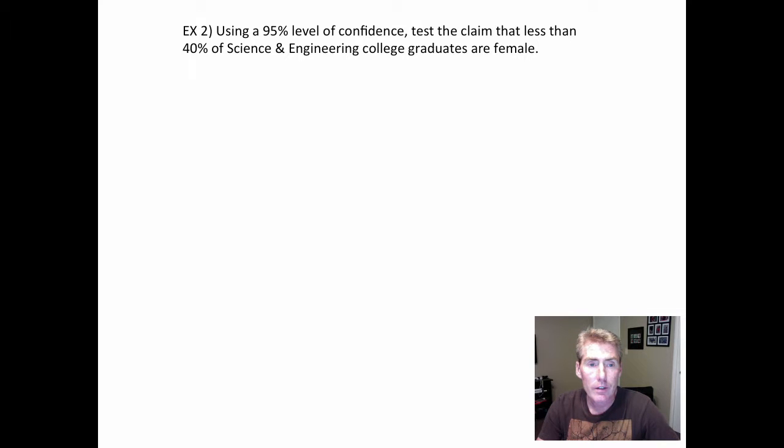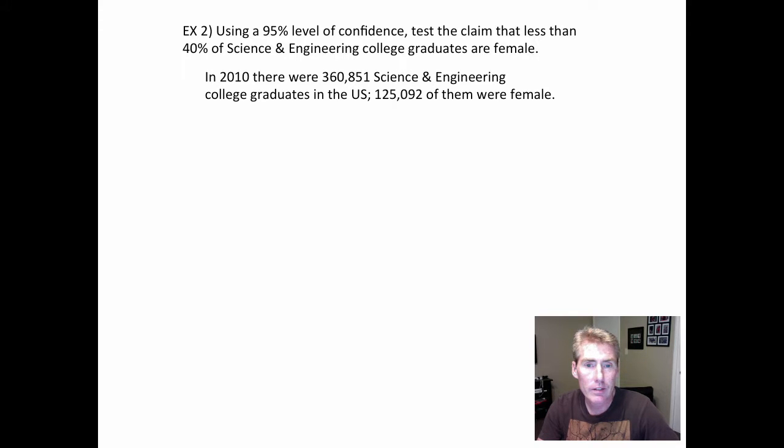So if you look at those people that major in science and engineering, and they actually graduate, not just say they're going to do it, but they actually graduate, I test the claim that less than 40% are female. So I was going to say less than 50%, as if it was 50-50, but I already know that it's going to be more like 30 or 40% are female. Okay, then I found these statistics.